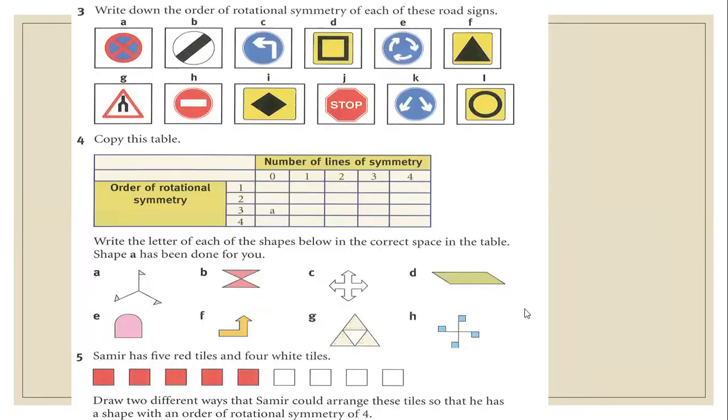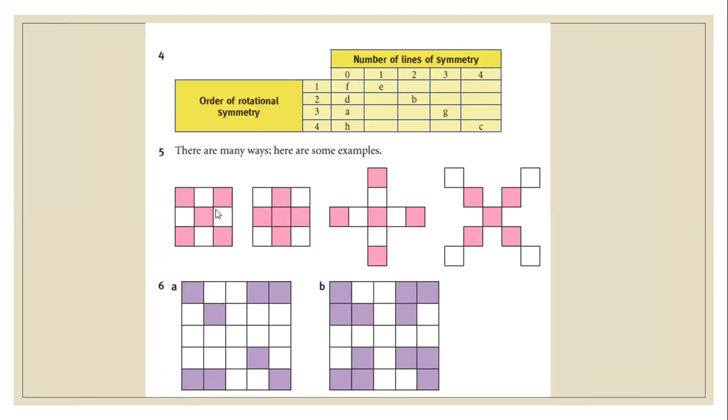question number 5. Same as before, you need to solve this. Samir has 5 red tiles and 4 white tiles. You can see this. There are two different ways Samir could rearrange the tiles. The order of rotational symmetry will be 4. In the middle, the middle one must be red, and outside will be 4, like this. I will show you. Middle one is red, outside will be 4, and the other side will again be the red one. These are all the patterns. You can draw any one of these.